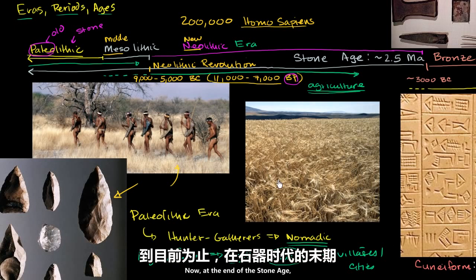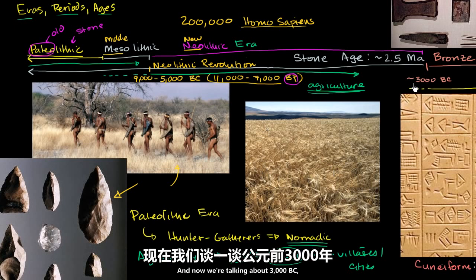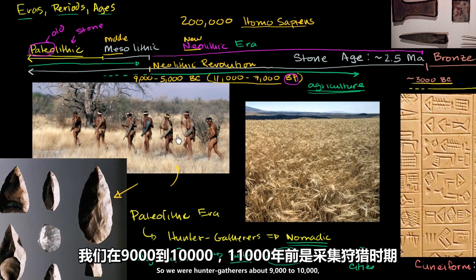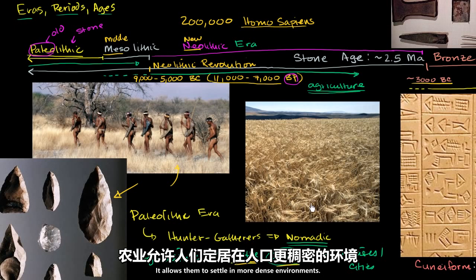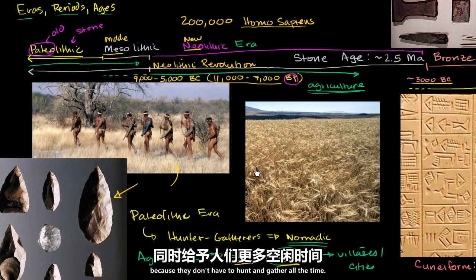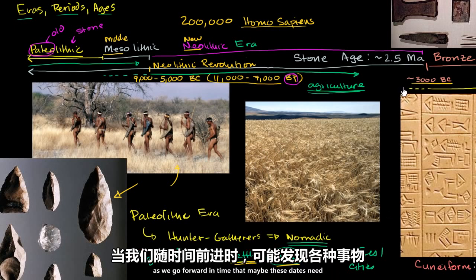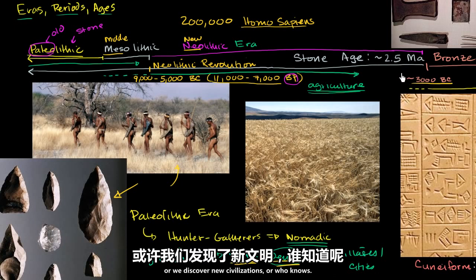Now, at the end of the Stone Age, we would have, I would say, the number 2 most significant development in human history. We're talking about 3000 BC, which is about 5,000 years ago, and this is the development of writing. So we were hunter-gatherers about 9 to 10,000, 11,000 years ago. People start developing agriculture. It allows them to settle in more dense environments. It also gives them a little bit more free time because they don't have to hunt and gather all the time. And once again, we'll probably discover things as we go forward in time that maybe these dates need to be pushed back, or we discover new civilizations, or who knows.